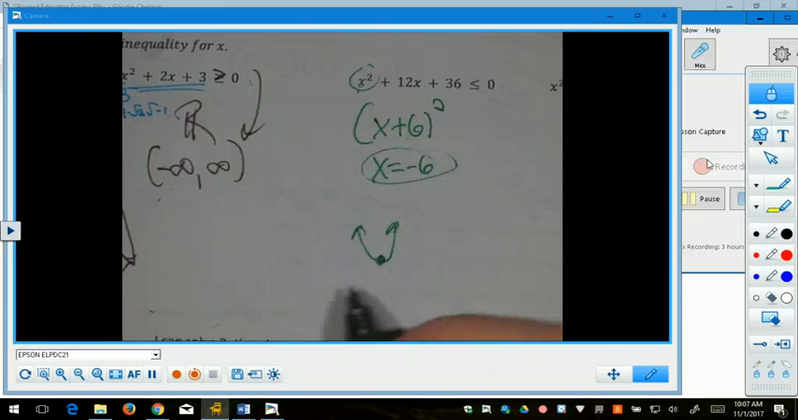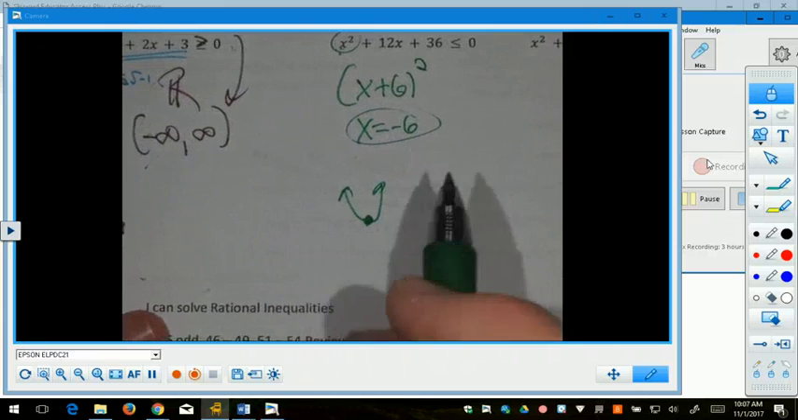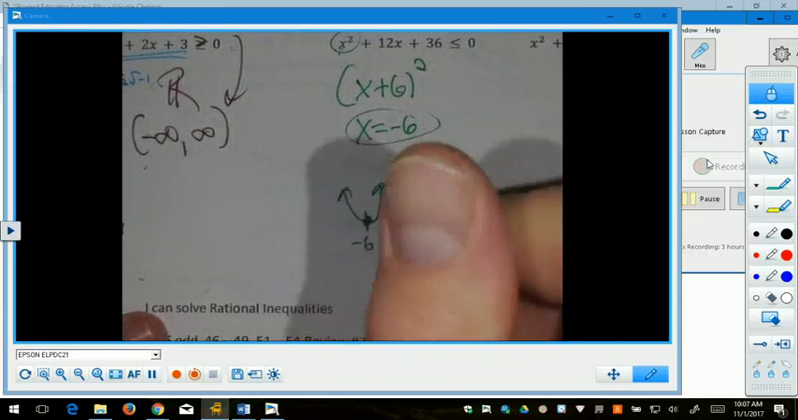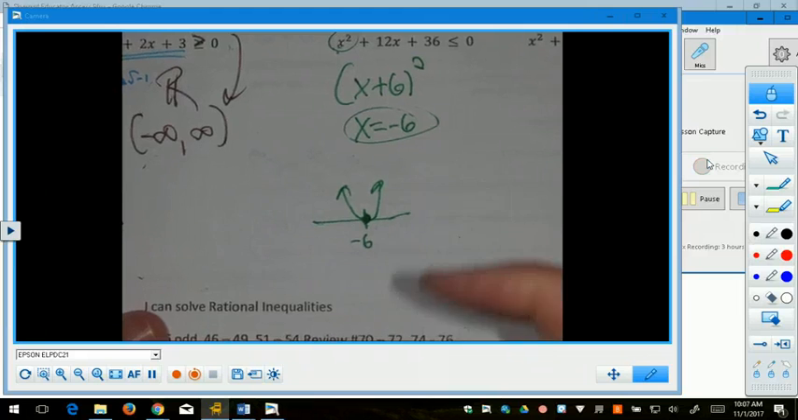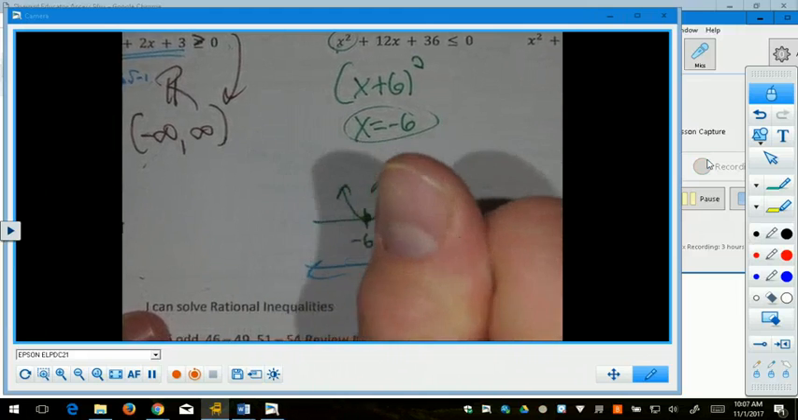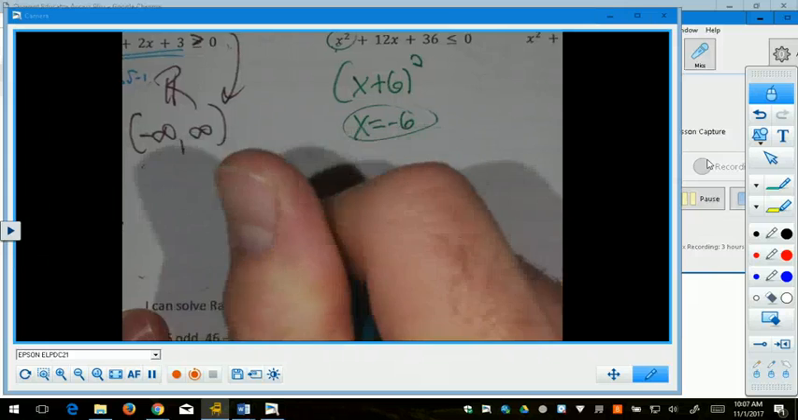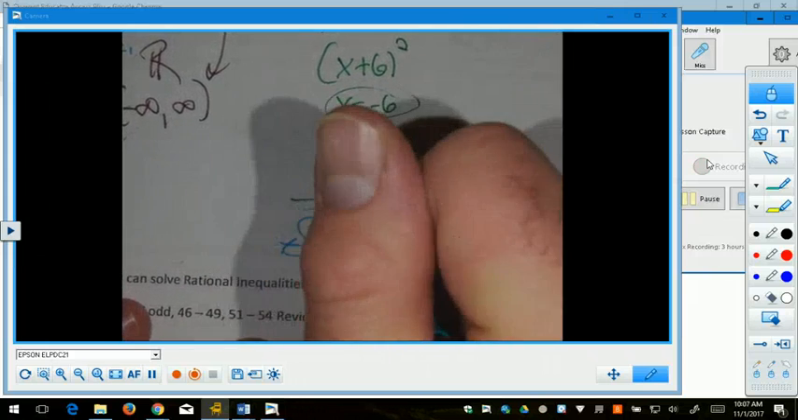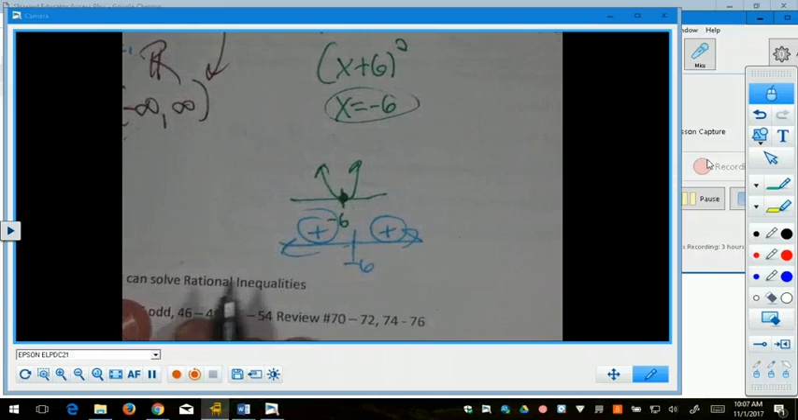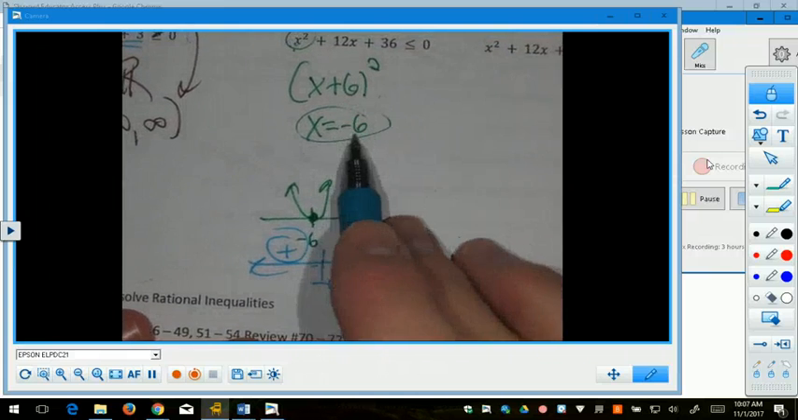And I didn't put a sign chart here. Technically, we should have a sign chart. There's -6. That's on the x-axis. That's the only 0. It has multiplicity. So if I were making a sign chart for -6, I'd have positive to the right and positive to the left. So all values other than the 0 are positive. But there is a 0.